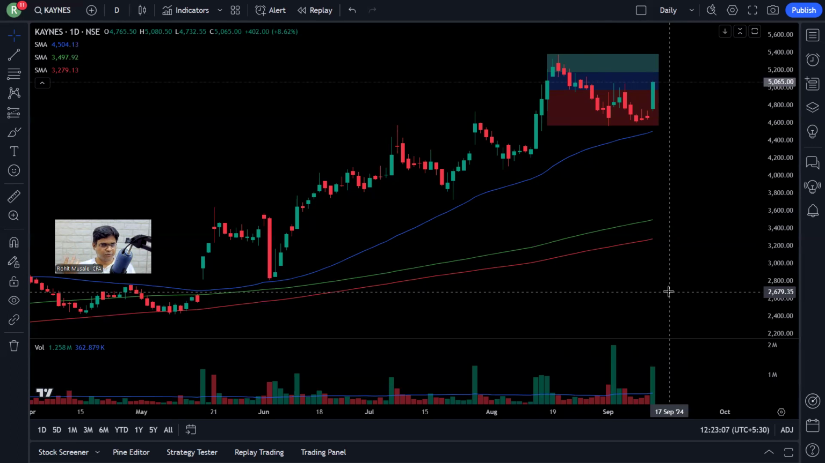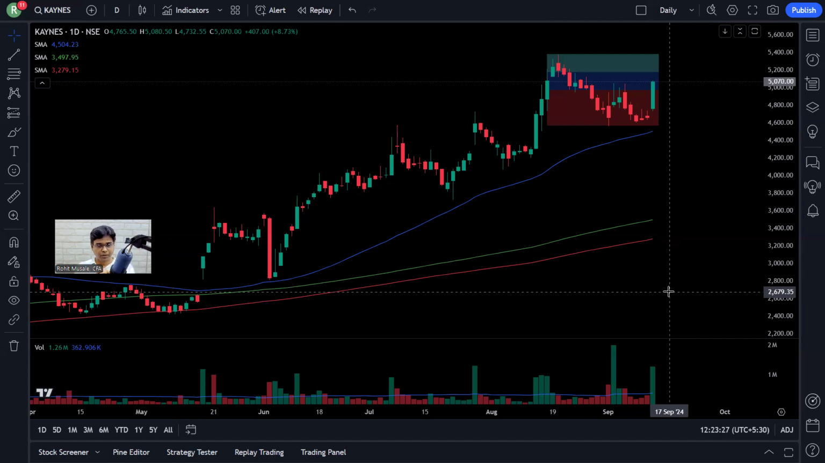Yes, and relative strength should be more than or equal to 70. Price should be within 25% of the 52-week high. Price should be at least 25% above the 52-week low. So that's the Mark Minervini criteria. It gives you 830 stocks.